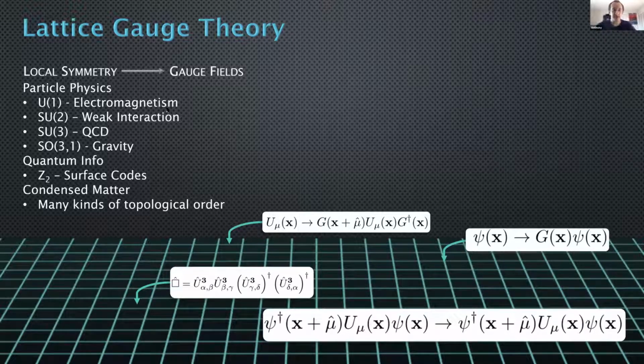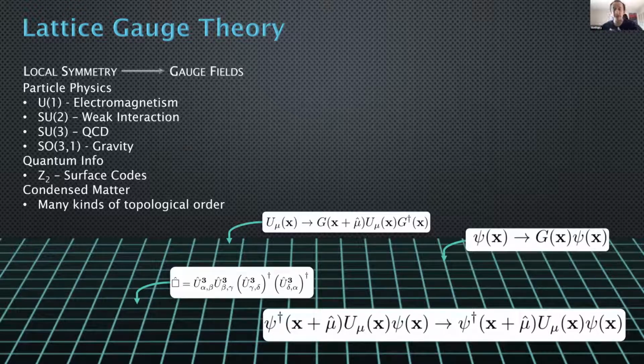A U(1) gauge theory describes electromagnetism. SU(2) gauge symmetry describes the weak interaction. SU(3) describes QCD. You can even view gravity as a form of gauge theory, where the gauge group is given by the Lorentz group. And then these also show up in quantum information.